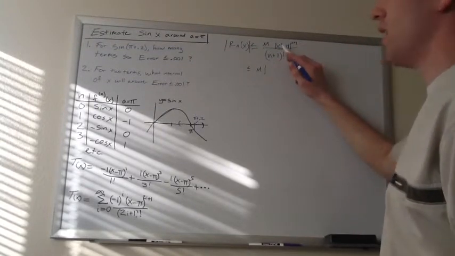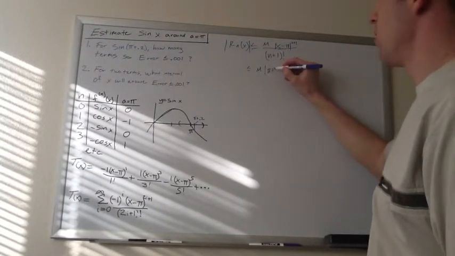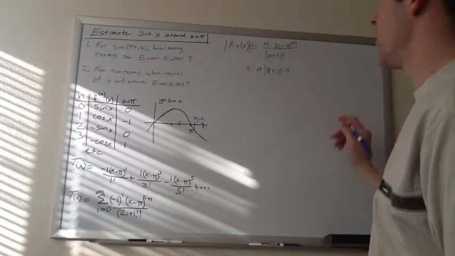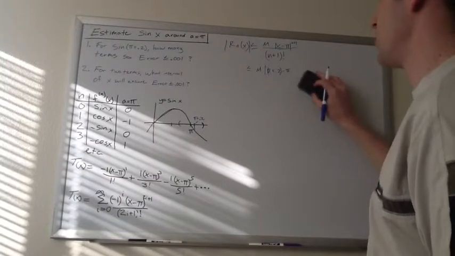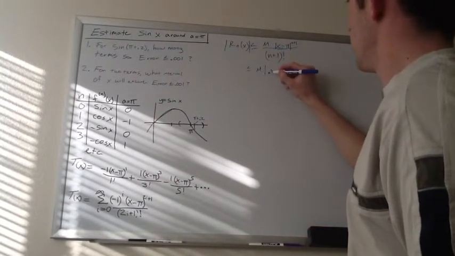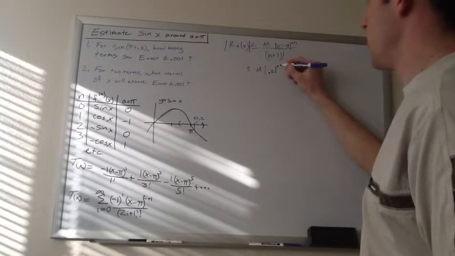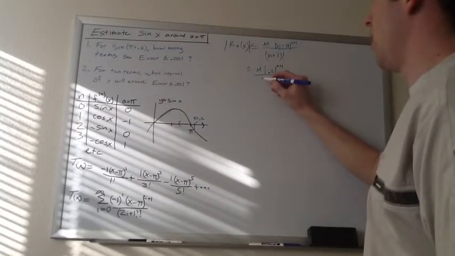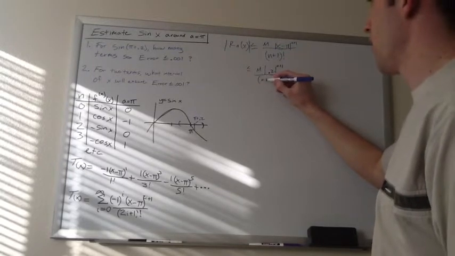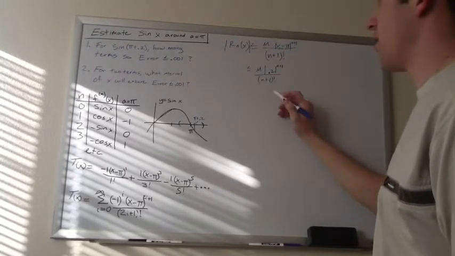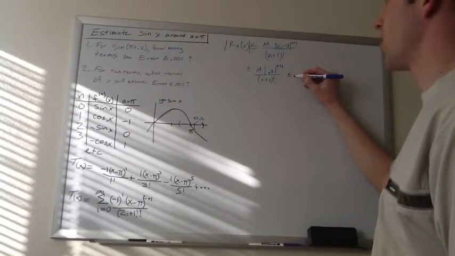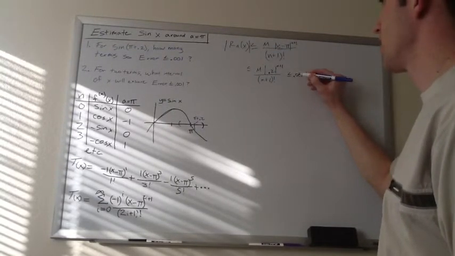And if I take pi plus 0.2 for x and then minus pi, notice that that's just going to be 0.2, so I'll just throw that in there. And it's going to be to the n plus 1 power, all divided by n plus 1 factorial. And our job here is to find an n so that this value will be less than or equal to 0.001.